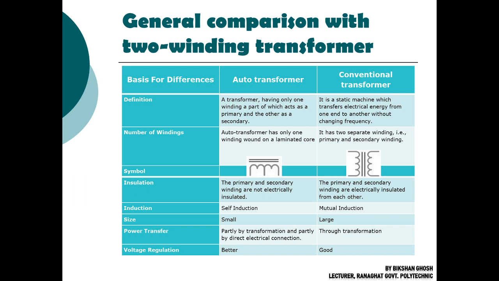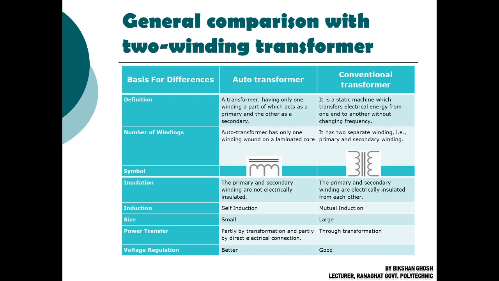A transformer having only one winding, a part of which acts as primary and another part acts as secondary, is basically our autotransformer. Whereas in the case of a conventional transformer, there are two distinct windings which are wound on the same core. Now, definitely the number of windings for an autotransformer is only a single winding, whereas in a conventional transformer there are two windings, namely primary and secondary.